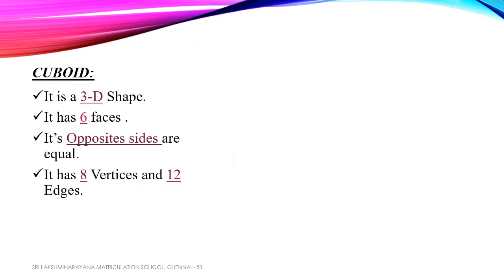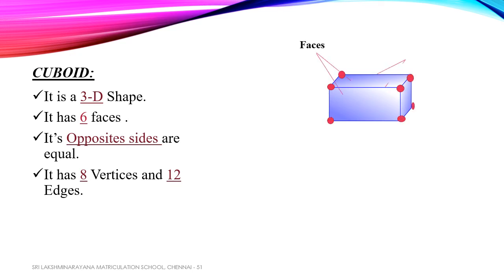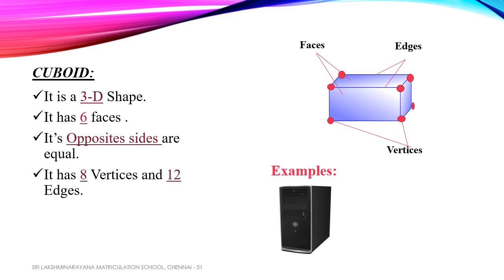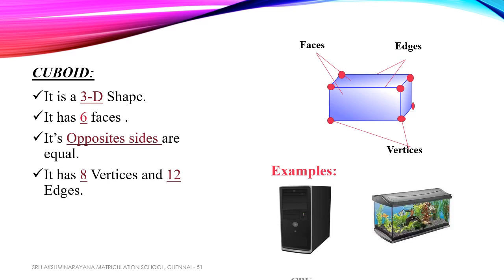Next shape is cuboid. Cuboid has 8 vertices, 6 faces and 12 edges. So look at these examples. This object is a shape of cuboid. So it is a 3D shape. It has 6 faces. Its opposite sides are equal. It has 8 vertices and 12 edges. So CPU is an example for cuboid and fish tank is also an example for cuboid.